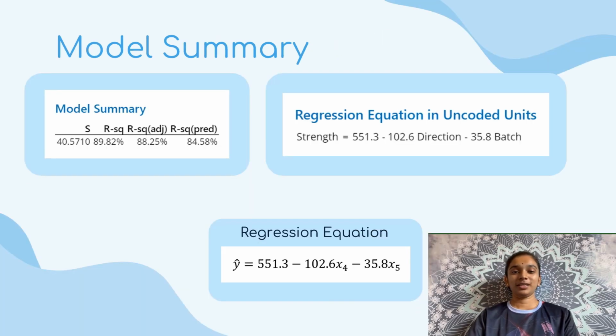For the model summary, the Minitab output shows that R squared value, which is equal to 89.82%, explains the variability of ceramic strength is near to the mean. And the regression equation of this experiment is obtained as y hat equals to 551.3 minus 102.6x4 minus 35.8x5. That's all for my part. I'll pass it to Aida.